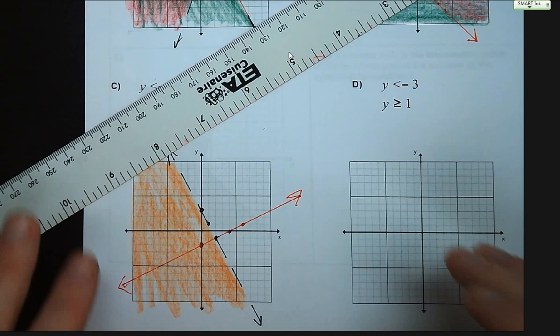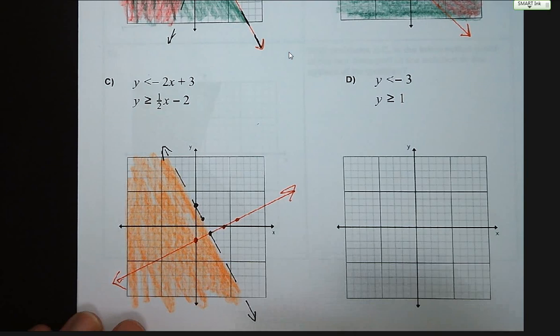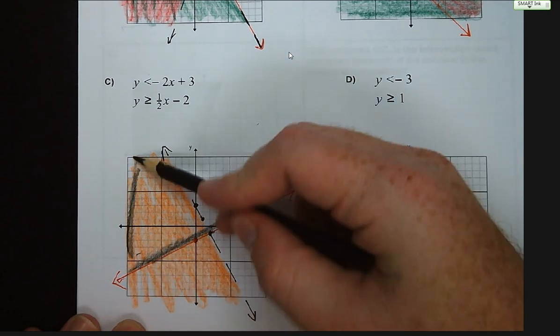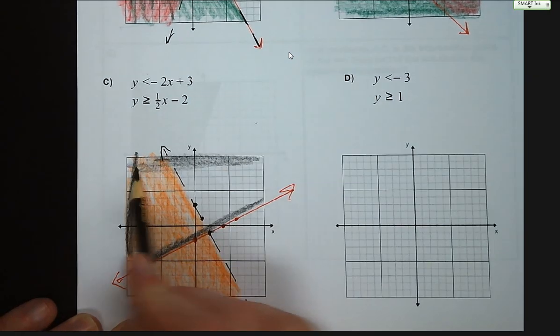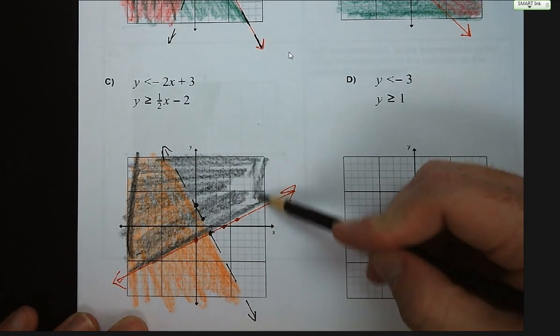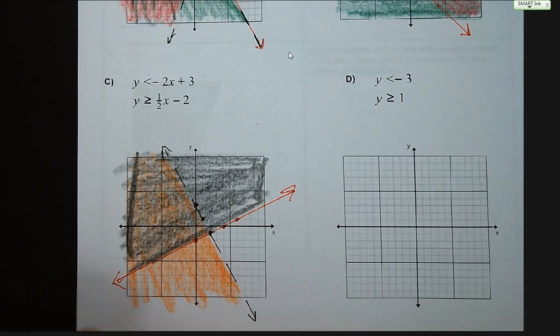All right. And we need to do our shading. So for this one, it's greater than or equal to, so we're going to shade above our line. Okay, so the overlapping black and orange section is going to be our solution set.